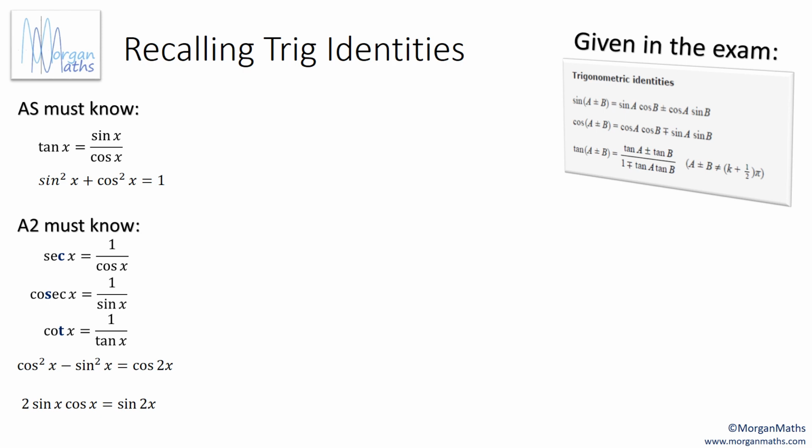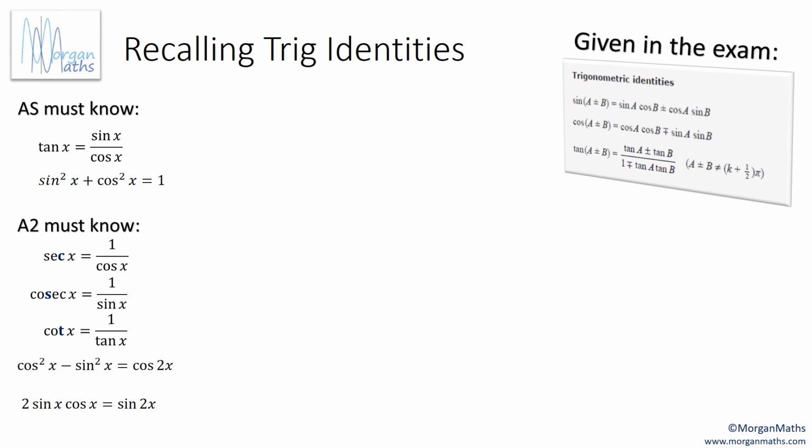So for example, I've given you some here on the right hand side, your compound angles, so those are given to you. From the compound angles, you can find the formulas for your double angles, like the sine 2A, for example. However, I really recommend that you memorize your double angles formulas because they are very, very common. Then you've got just two to know from AS, the ones about tan x being sine x over cos x, and then sine squared x plus cos squared x equals 1.